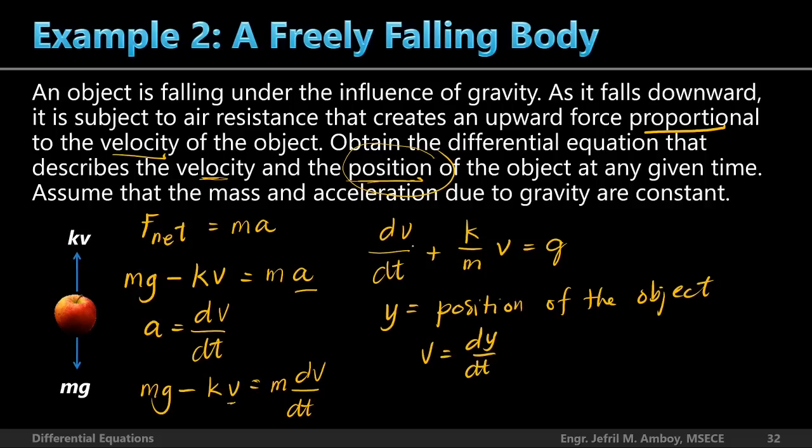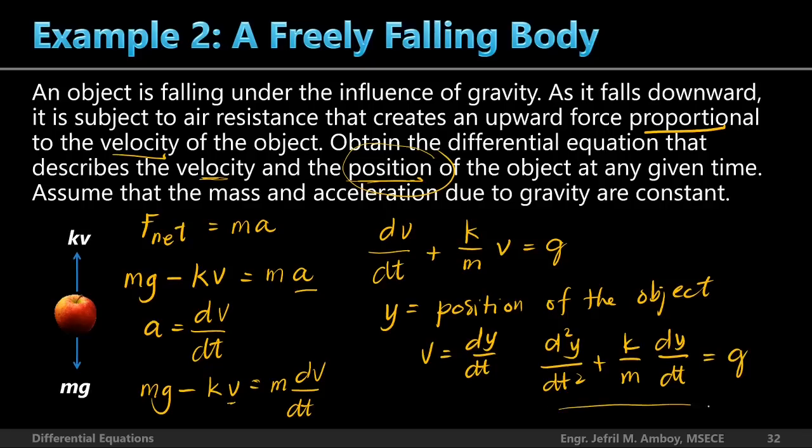And because of that, I can replace this v with dy over dt. Since we are getting the derivative of a derivative, we can write it using the second derivative. So I can now rewrite the differential equation: d squared y over dt squared plus k over m times v, which is dy over dt, equals g. This is now the differential equation that describes the position of this object at any given time. It is a second order differential equation which is also linear at the same time.